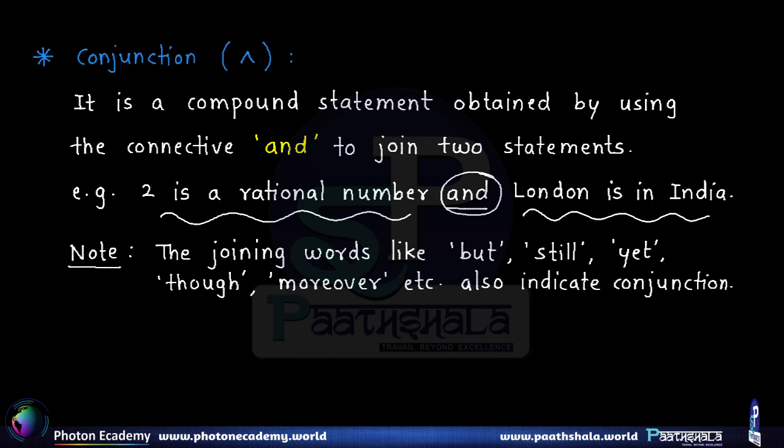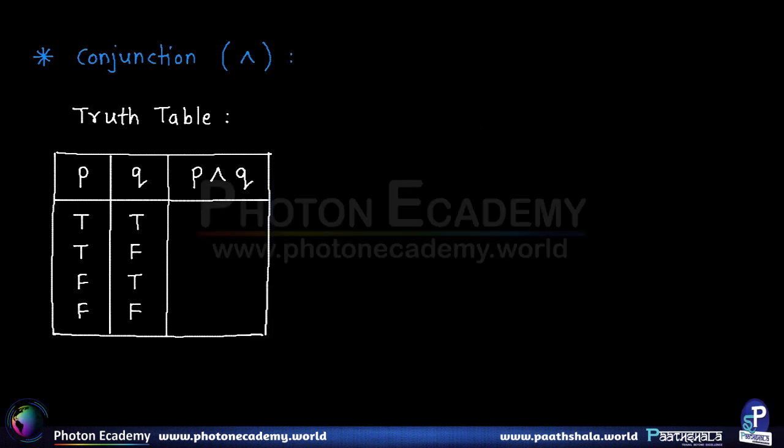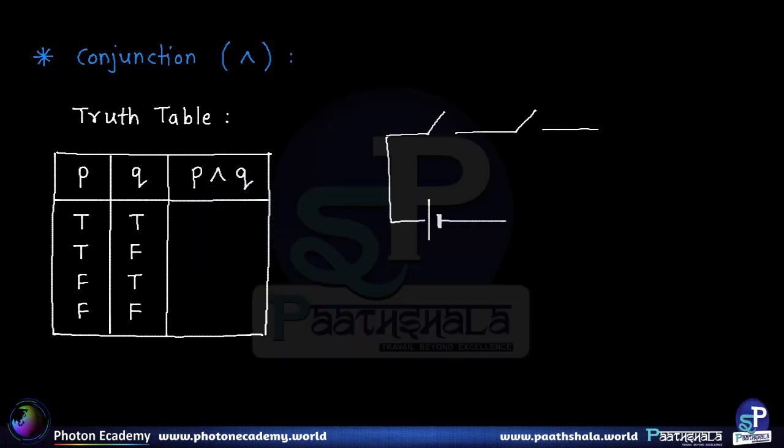Now let us find out the truth table of conjunction, that is, how do we know whether the conjunction of two statements P and Q is true or false based on the individual truth values of P and Q. A simple way to remember this is that the conjunction will be true only when both of the statements are true. Just to give an analogy, think of this as two switches in series, and suppose there is a lamp and there is a battery. Now ask the question, when will the lamp glow?